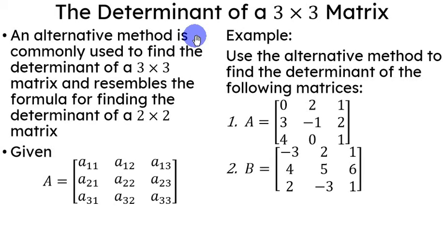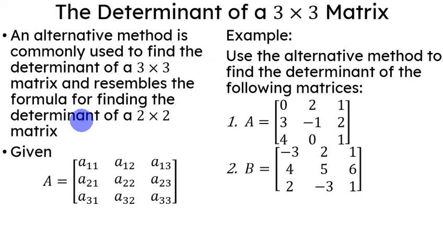So, to find the determinant of a matrix, if it's 2 by 2, we can use the formula given in the previous video. If it's of order 3 by 3, 4 by 4 onwards, we can use cofactor expansion. Now, for a 3 by 3 matrix, there is an alternative method that is more commonly used than cofactor expansion. Cofactor expansion is reserved for matrices of order 4 and above. For a 3 by 3 matrix, this method is usually easier because it resembles the formula for the 2 by 2 matrix, and it's easier to do.